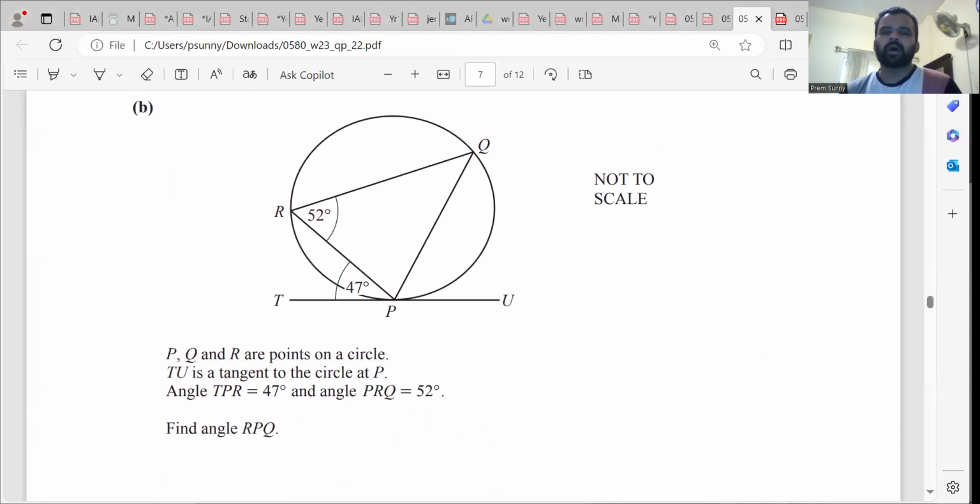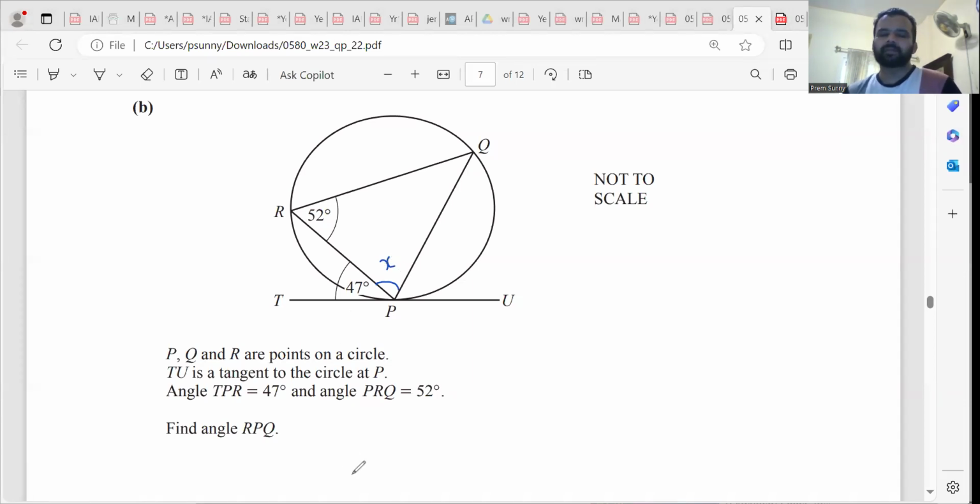Now here P, Q, R are points on a circle. TU is a tangent. Angle TPR is mentioned there as 47, and angle PRQ is given as 52. Find angle RPQ. So RPQ means this is the angle that we need to find out.